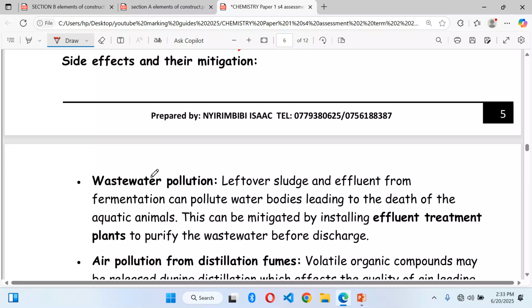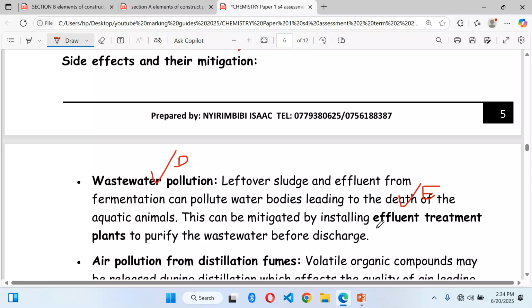Now, the first side effect, we start with the danger. Danger is wastewater pollution. We talk about how this danger comes about. So the wastewater pollution, it comes about by the leftover sludge and effluent from fermentation which can pollute water bodies, leading to death. So the problem was what? Wastewater pollution. Now, after looking at wastewater pollution, we're seeing what does it bring about. This was the danger. Now, after the danger, we're looking at its effect.